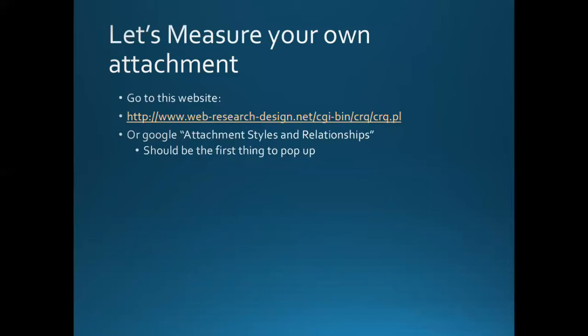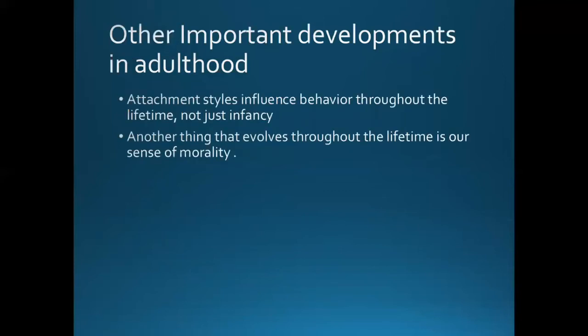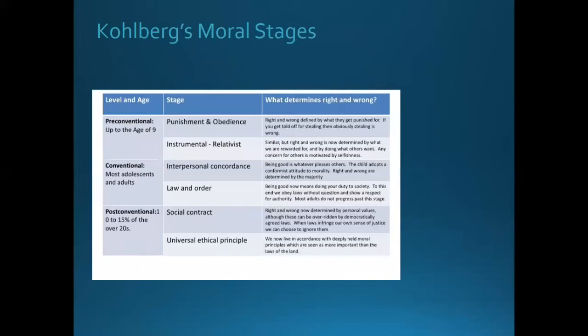So the last thing we're going to talk about today are other things that develop into adulthood. And one of these things is morality. And so we're going to look at Kohlberg's moral stages. So these are 6 stages of moral development. And most adults don't ever go past this conventional moral stage. And so only like 15% of actual adults end up in this section down here. So if you're looking at this and you're like, this is my thoughts, then great.